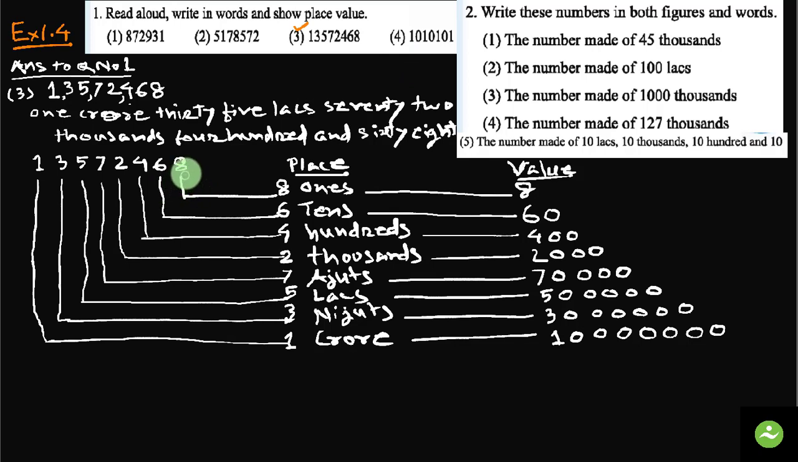For example, if instead of 8, if 1 was 0, then value would have been 0. If 6 was 0, value would have been 0. If 1, the crore place, was 0, then value would have been 0. Okay. So I think you can do number 4. So after 1, now we do serial number 2, the answer to question number 2.